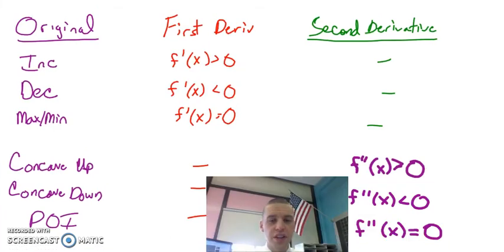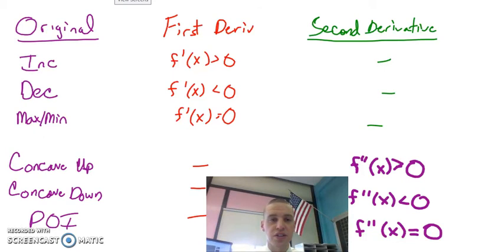So one of the things that I think may be helpful, if you didn't understand what I was talking about last time, is this. This should all look familiar to you. Original graph, increasing, decreasing is where the first derivative is less than or greater than. Concavity, second derivative, less than or greater than. If this makes sense to you, you can pause it and move on.